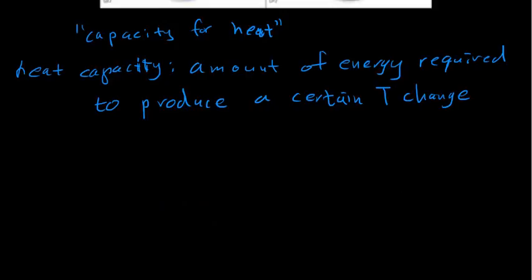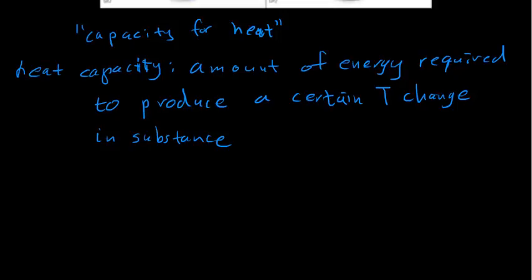Heat capacity then is the amount of energy required to produce a certain temperature change in a substance. So for substances with high heat capacities, you have to put a lot of energy in to get their temperature to change very much. Whereas for substances with low heat capacities, you can put a little bit of energy in, a little bit of heat, and their temperature changes by a lot. So typically we discover that heat capacity depends on how much stuff you have. We say that it's an extensive property because it depends on how much stuff you have.